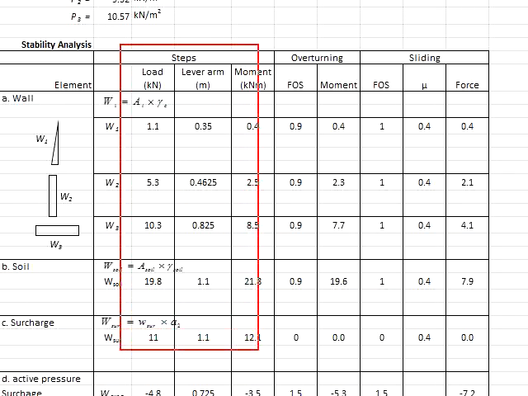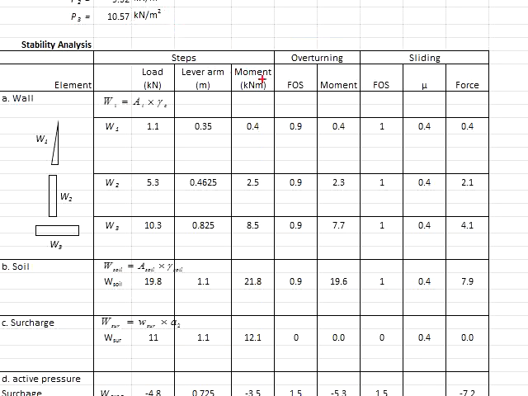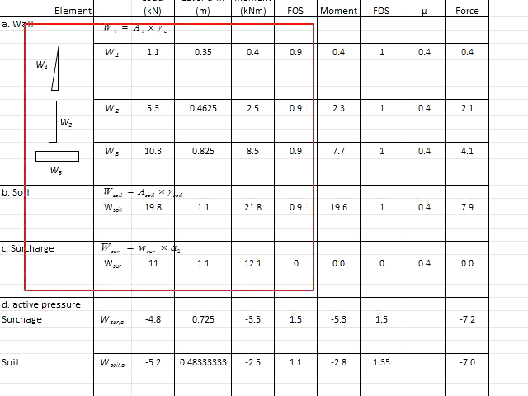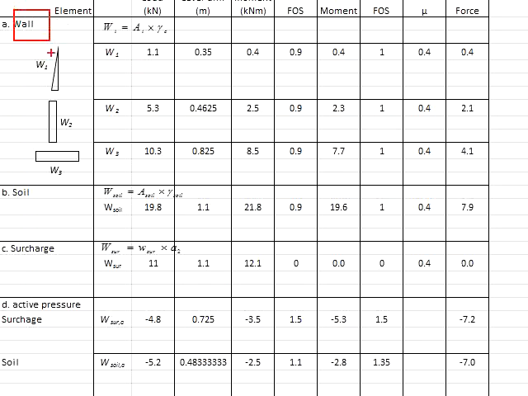With all these results, we are good to go to check for overturning and sliding. First, you need to determine the factor of safety for the overturning. The factor of safety is influenced by whether the force is favorable or non-favorable. All the vertical loads are considered favorable. The wall and the soil are permanent actions. Therefore, the factor of safety is equal to 0.9.